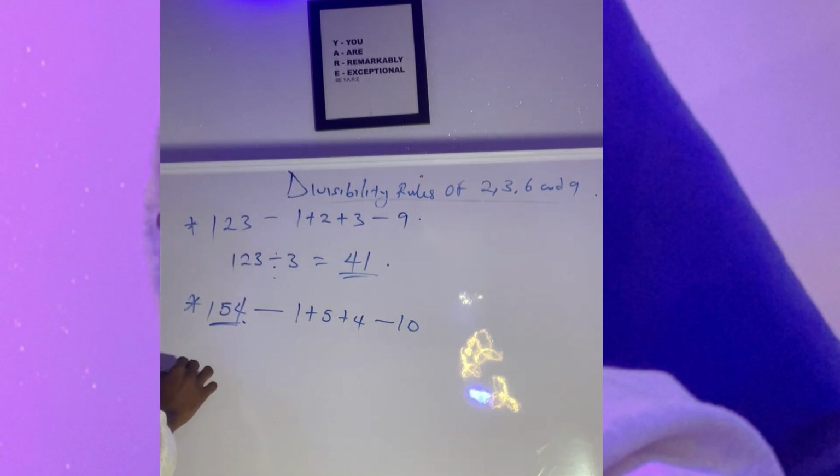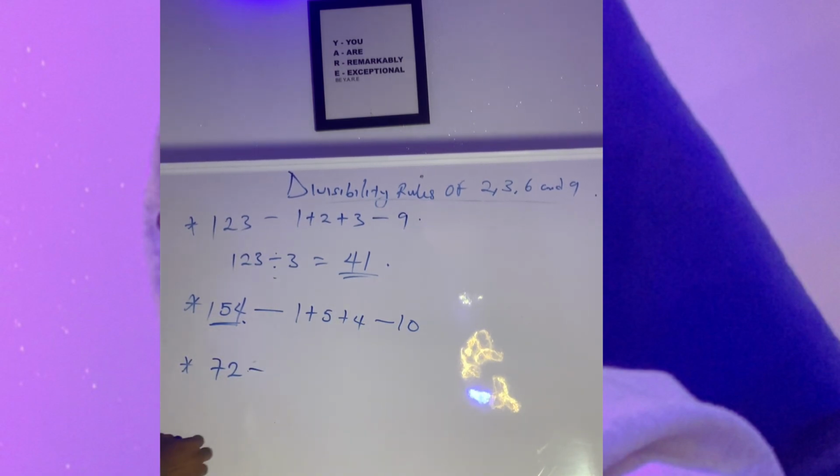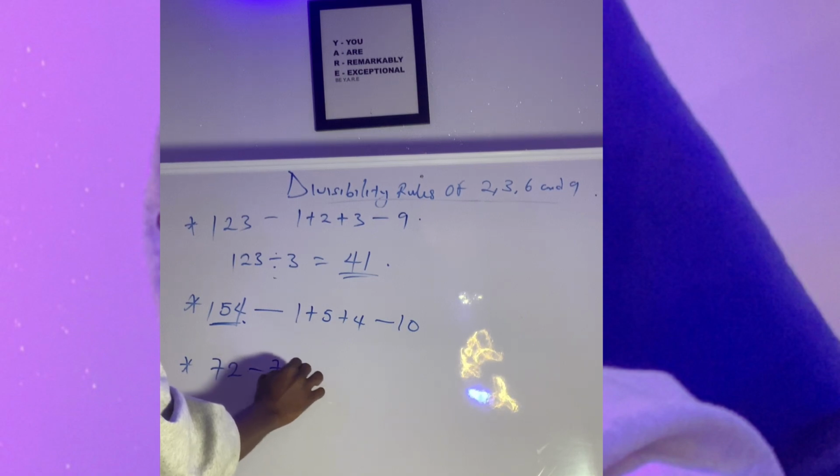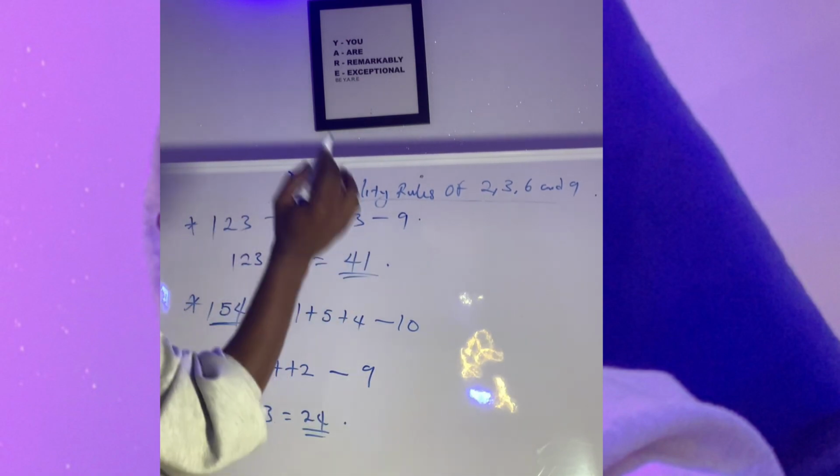Then let's take one more example. Let's say 72 divided by 3. Can 72 be divided by 3? Let's check. To know if 72 can be divided by 3, we do 7 plus 2. We sum the digits, and that gives us 9, which is a multiple of 3. So yes, it can be divided by 3. 72 divided by 3 gives me 24 as my answer.